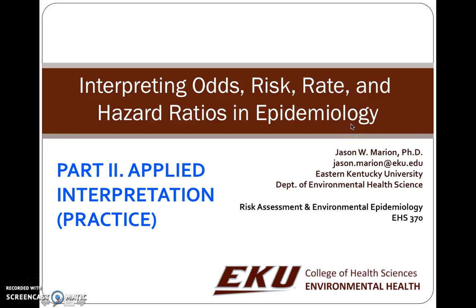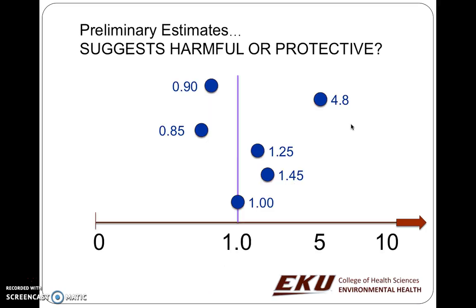Okay, the second part in our video related to odds, risk, rate, and hazard ratio interpretation from epidemiological studies. Again, these are foundational principles for environmental health and epidemiology, and this next video is more of the applied aspect of what was covered in the first video. And it will use a variety of examples, not so much from epidemiological studies, but there is some mention of that in here, and we'll go from there.